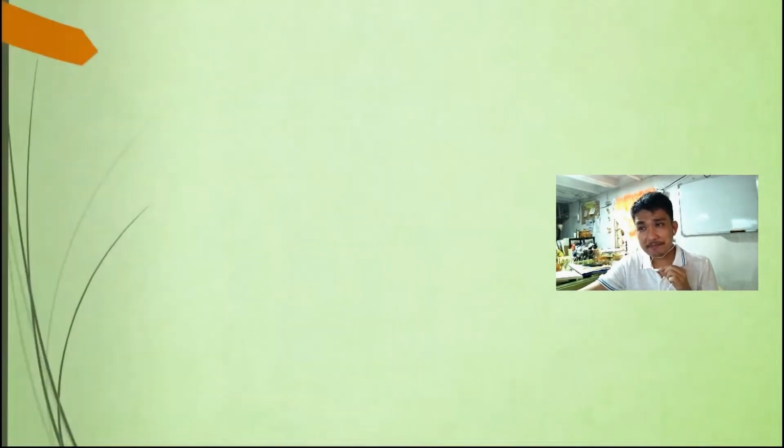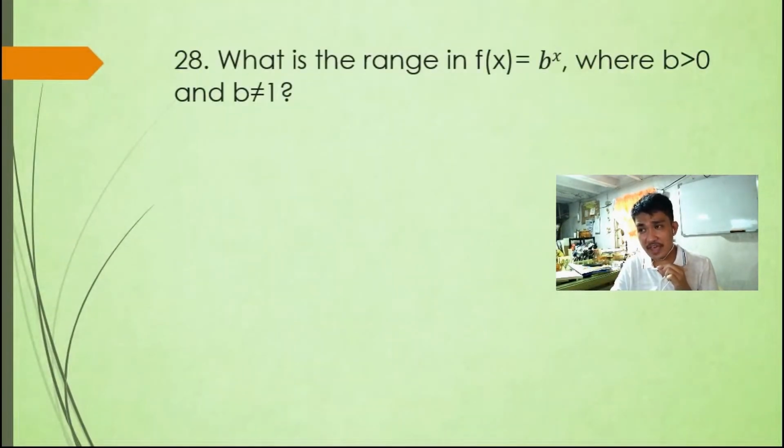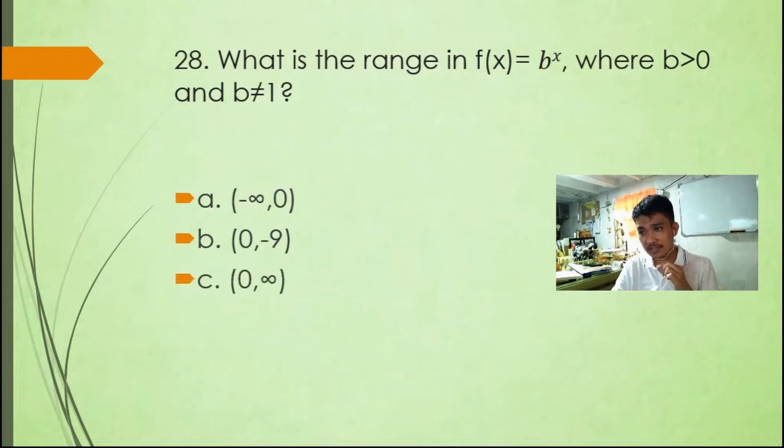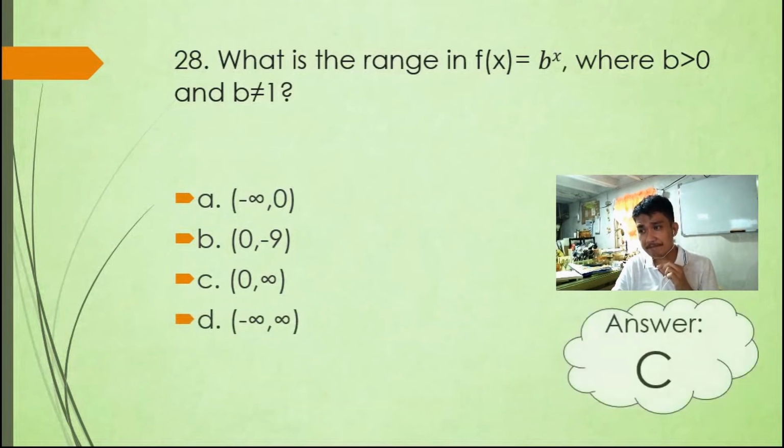Number 28. What is the range in f of x is equal to b to the power of x, where b is greater than 0 and b is not equal to 1? Letter A, negative infinity to 0. Letter B, 0, negative 9. Letter C, 0 to positive infinity. Or letter D, negative infinity to positive infinity. Now the answer is letter C.